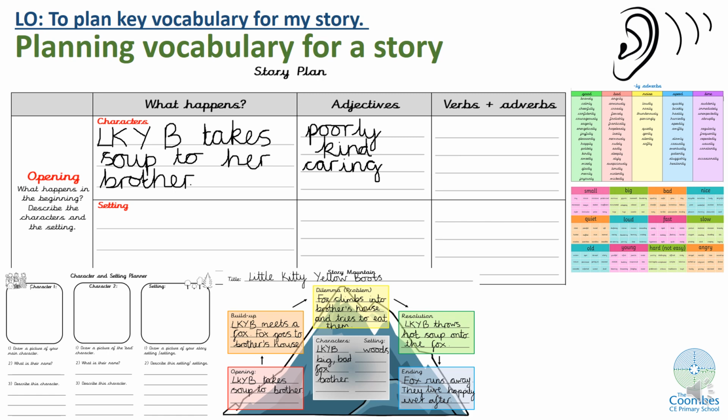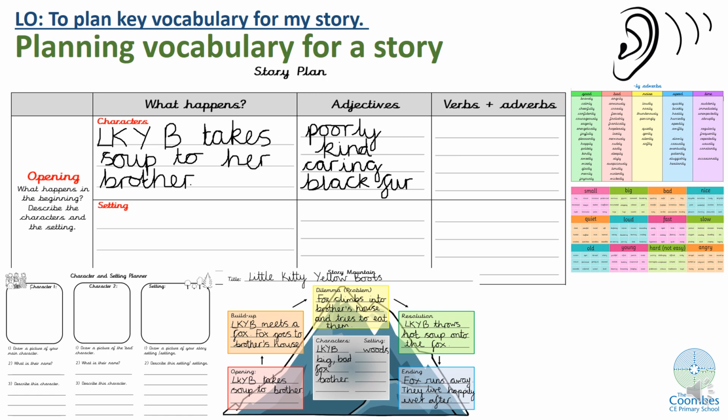Maybe I could describe what she looks like a bit. So Little Kitty Yellow Boots is going to have black fur. And those are my adjectives to describe my characters. So now I need to think about my verbs and adverbs.